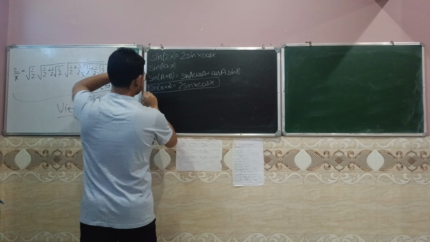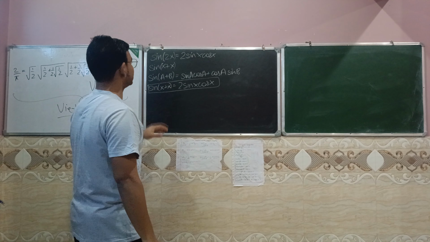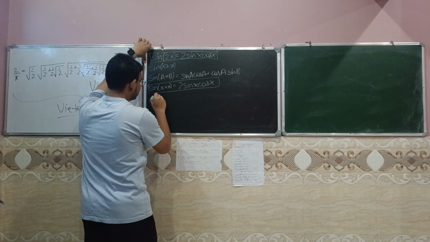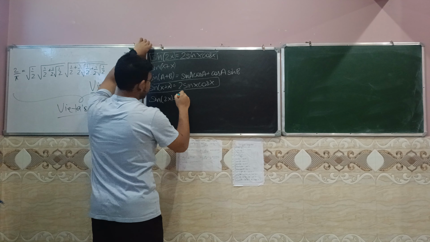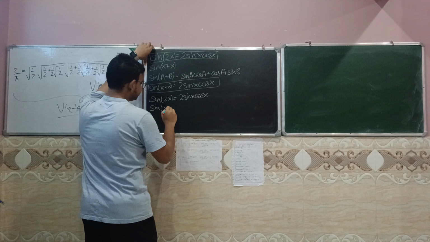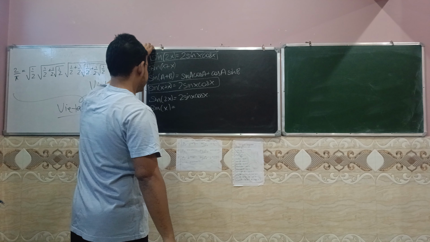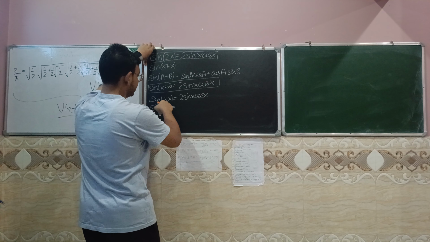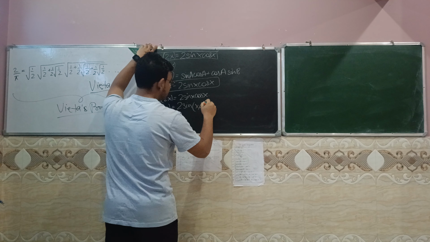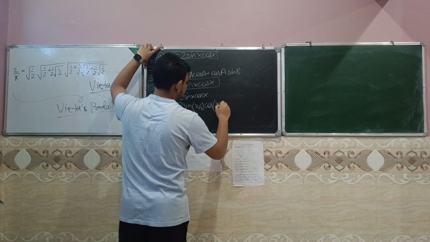This is very easy to prove, but we are not here to prove this one, we are going to play with it. Okay, so I have sine of 2x as 2 sine of x times cosine of x. What about sine of x? If I take half of the previous angle, I get 2 sine of x over 2 times cosine of x over 2.